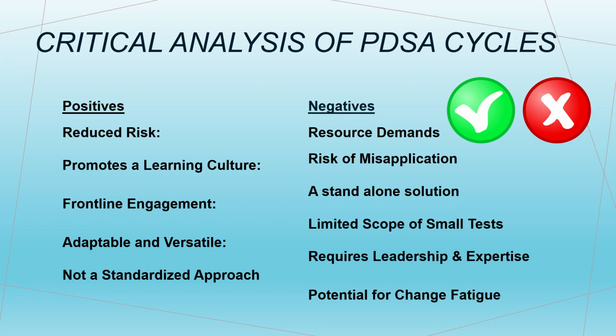Potential for change fatigue. If projects are poorly managed, lack resources, or produce no real improvement, they can lead to disillusionment and change fatigue. Teams can often get stuck in the do phase, failing to progress to the study phase. And while these problems may reflect poor planning, they may also be caused by problems beyond the control of the project team, such as the challenges of creating time to conduct the tests of change, staff turnover, and changing or competing priorities.